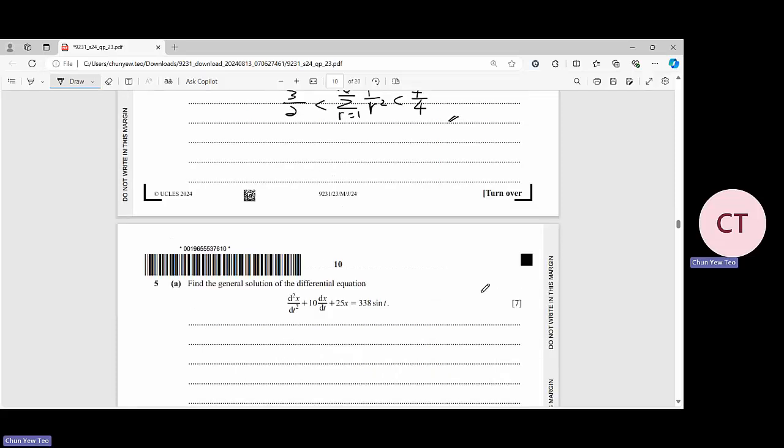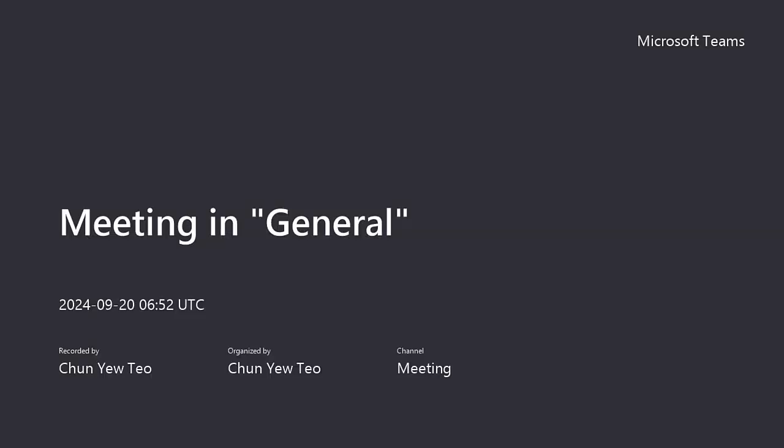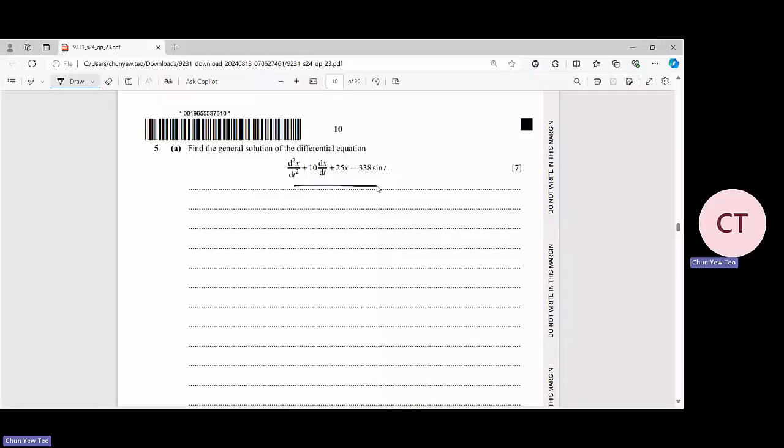Okay, so now moving on, we have question number 5. Find the general solutions of the differential equations as given here. For this question, it is a second order differential equation. First of all, we just need to take the left-hand side out. Let's take the left-hand side out: d squared x over dt squared plus 10 dx/dt plus 25x. Let it equal to 0.